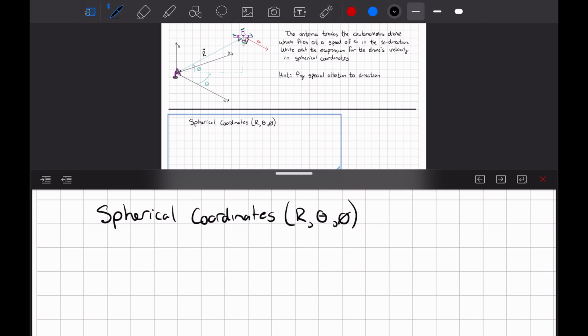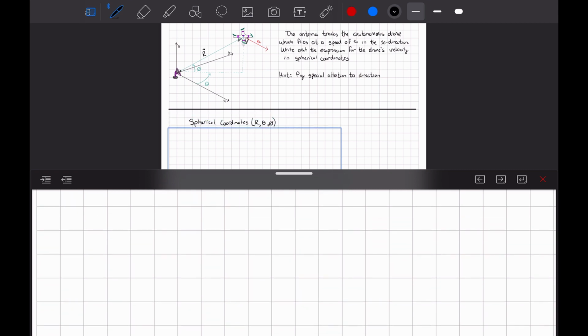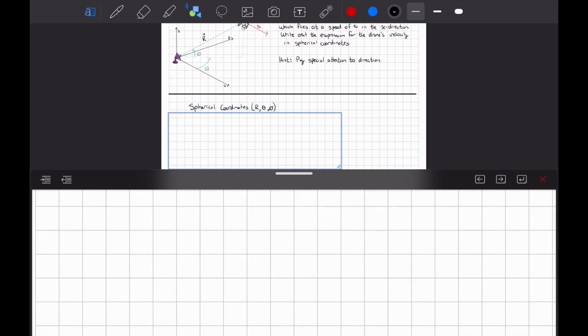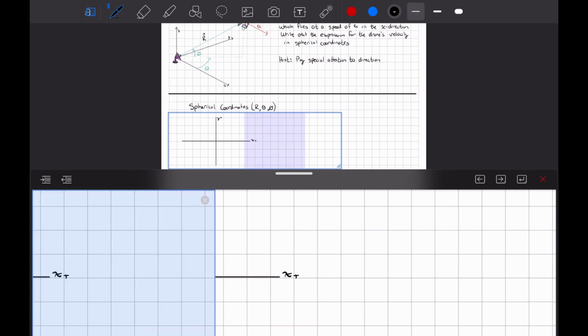So, let's draw out what I know. I'll draw a little coordinate system here. And we'll call that y and x. That's the positive y and positive x. Okay?